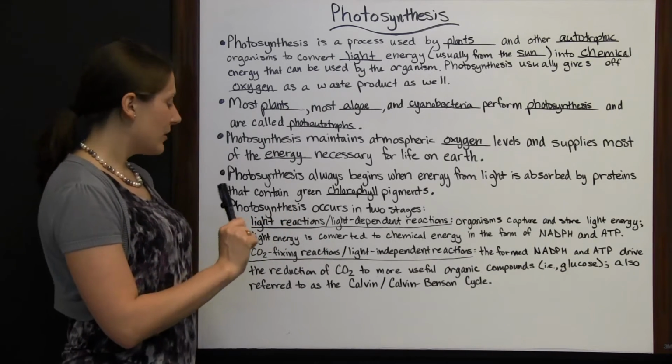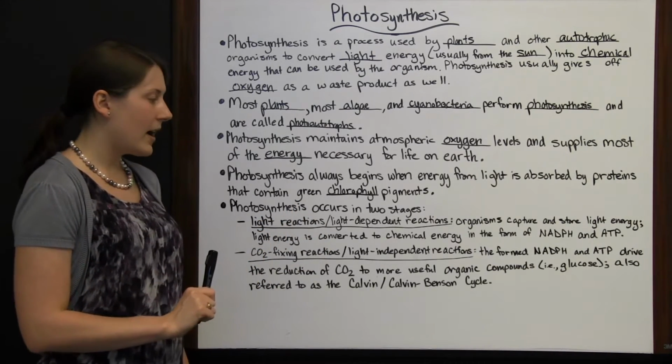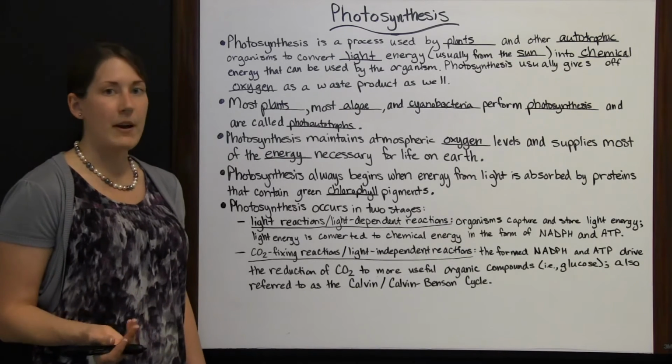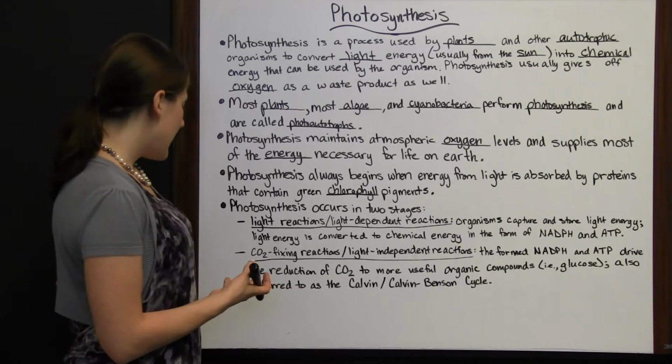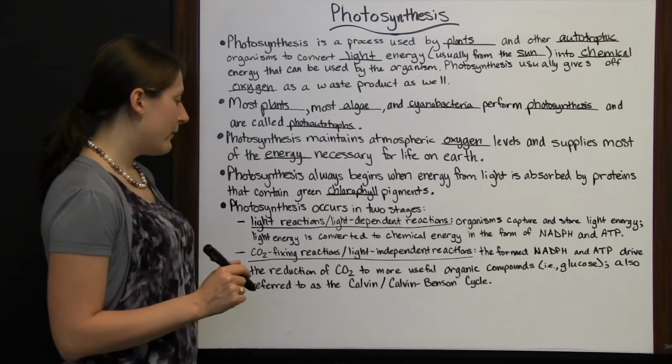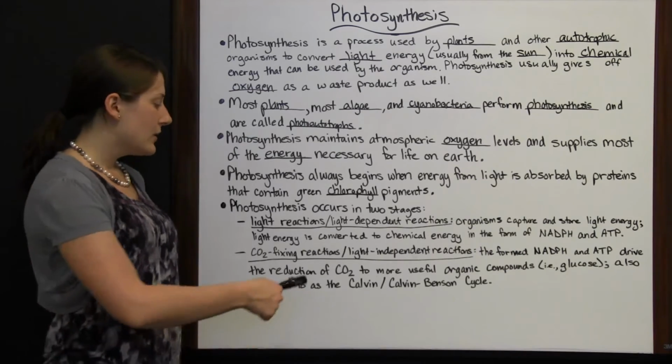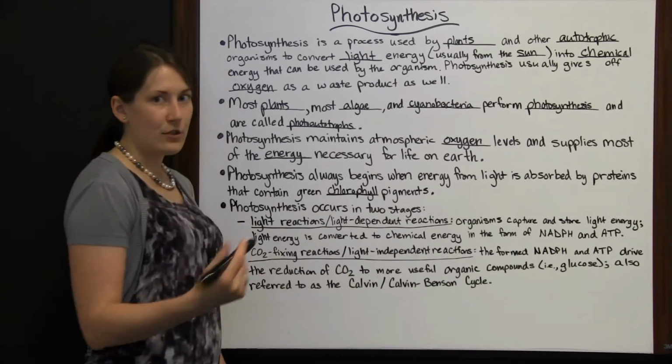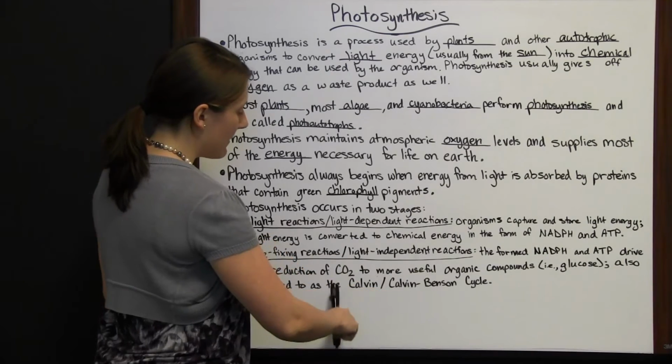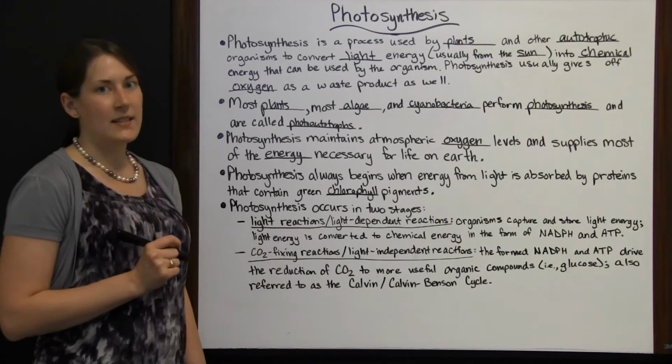Those two energy molecules drive the reduction of carbon dioxide to more useful organic compounds, such as glucose. And they are also referred to as the Calvin or Calvin-Benson cycle. So when the carbon dioxide is reduced, that process can be called the Calvin or Calvin-Benson cycle as well.